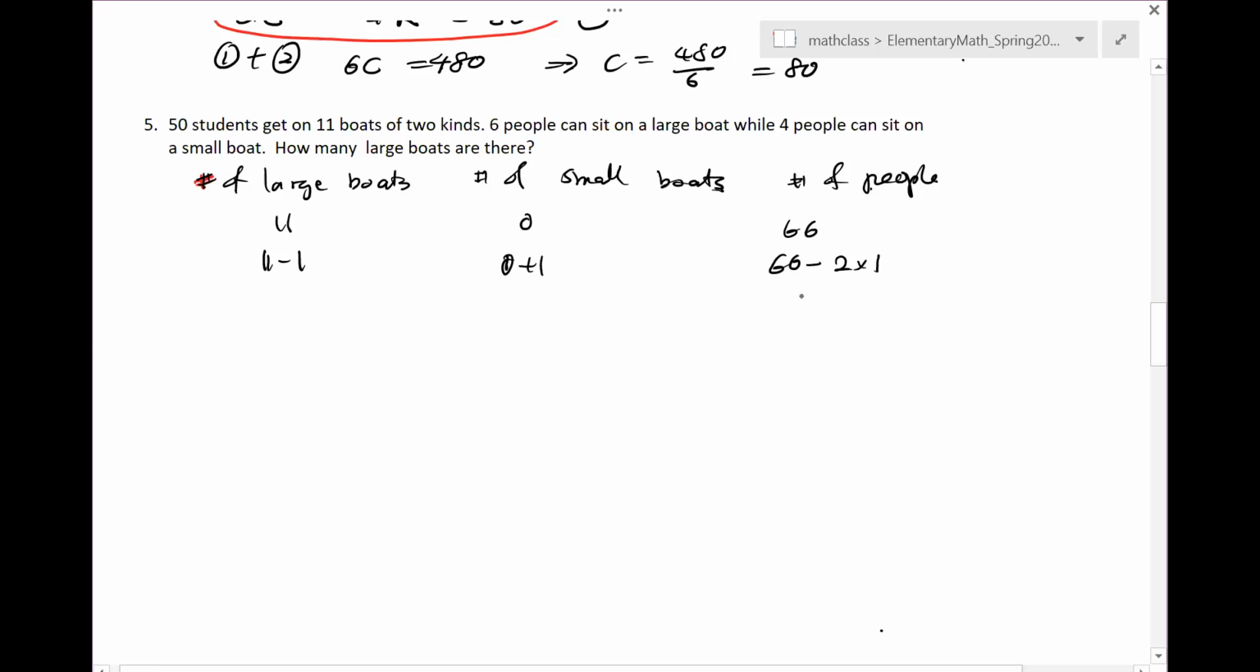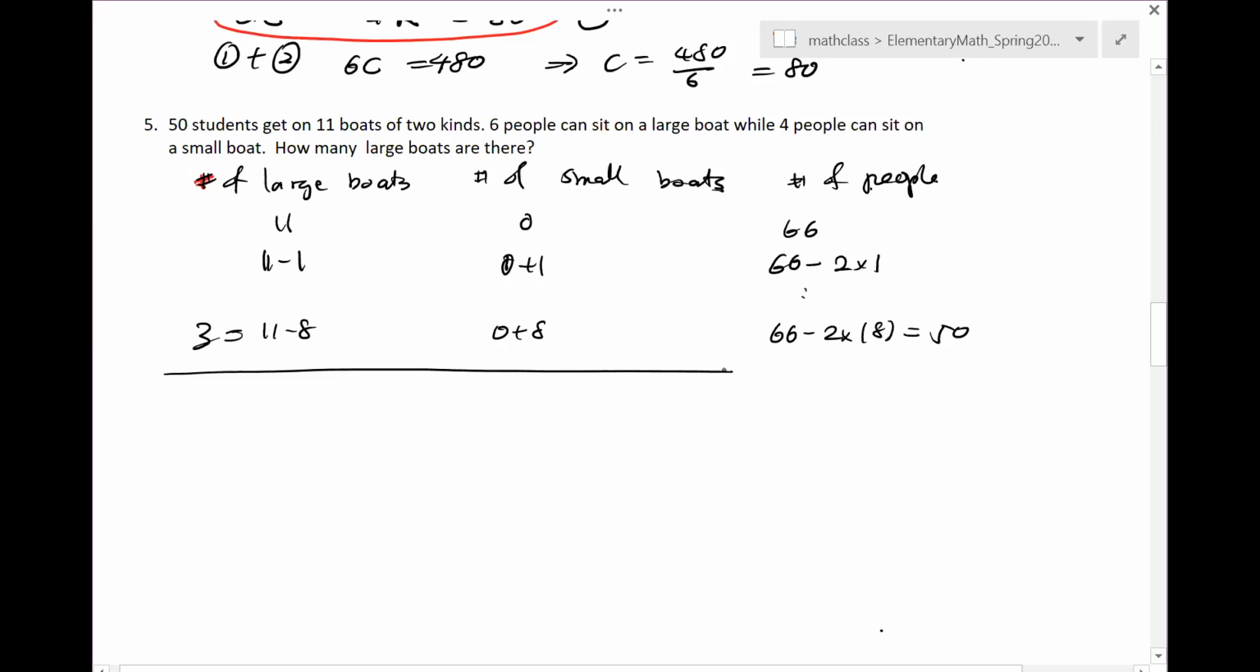So then, what number are you going to need in order to get 50? That number must be 8. So that's 11 minus 8, 0 plus 8. So the answer here is B3. That means there are 3 large boats and 8 small boats.